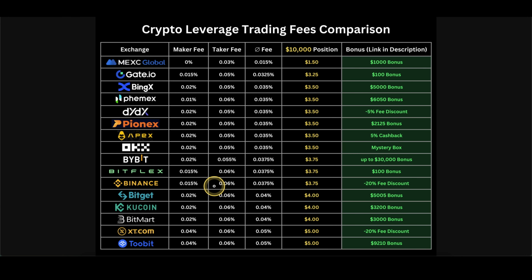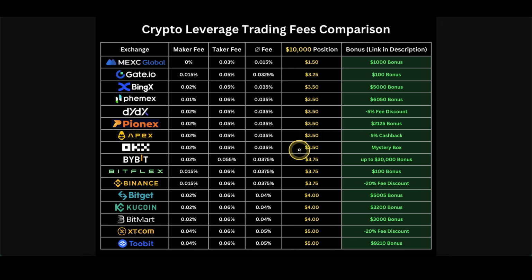Here we have a comparison of all the different crypto exchanges there are. We can see Apex is pretty much right in the middle. We have 0.02% and 0.05% for maker and taker fee. I also calculated an average for you, which is at 0.035%. For a $10,000 position, for example, you would have to pay a fee of $3.50.